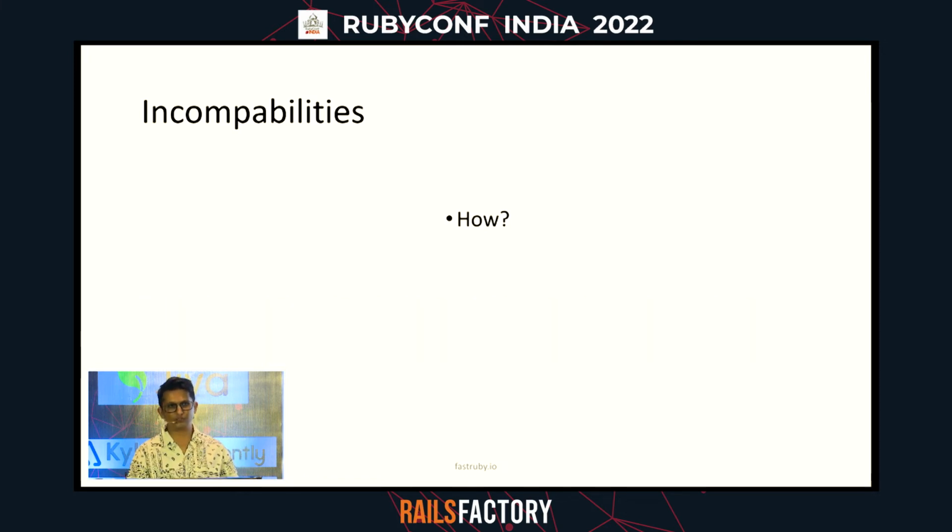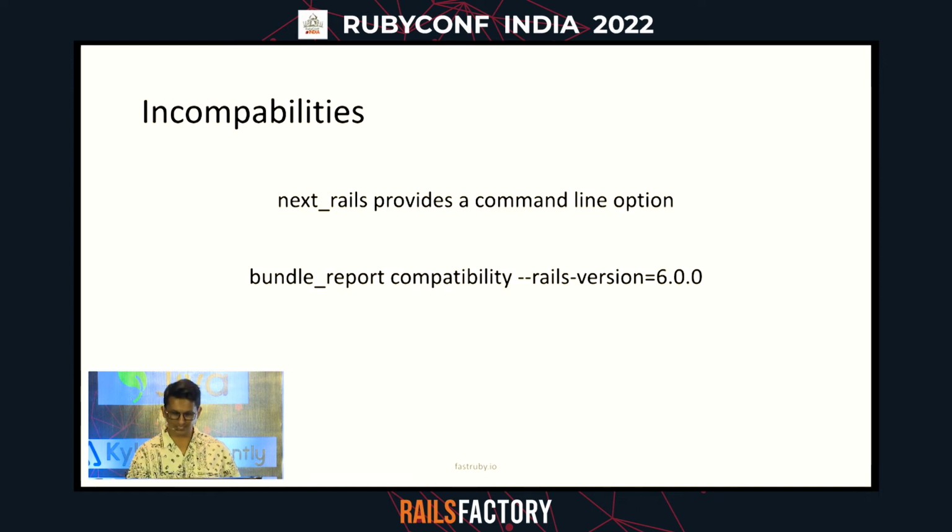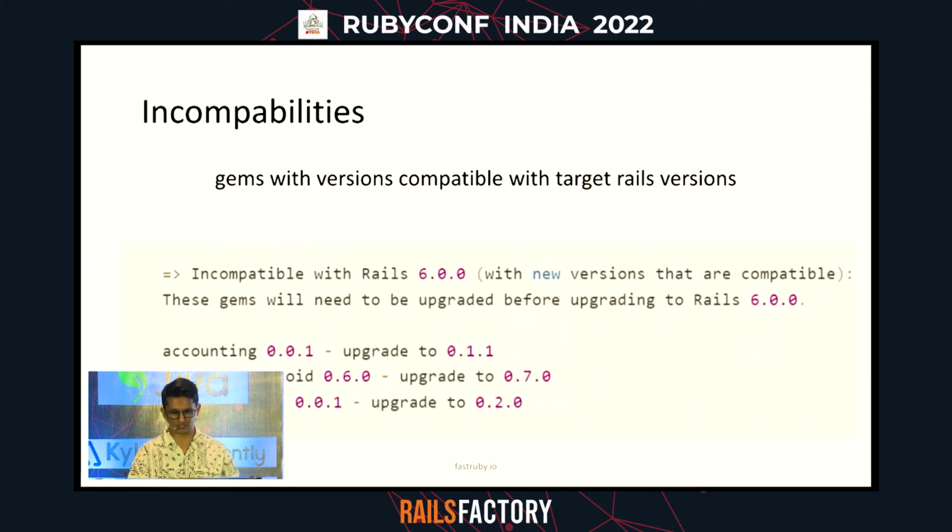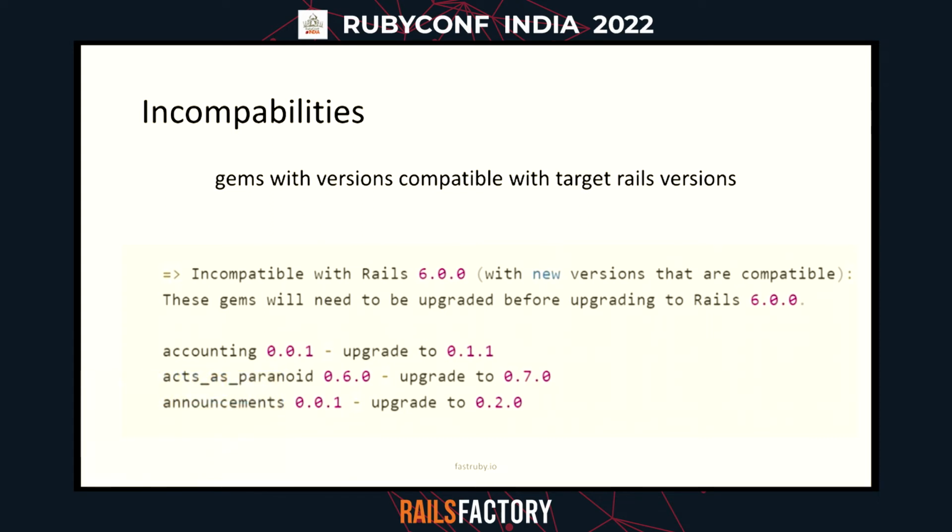So Next Rails provides you that ability. It gives you a simple command, bundle report compatibility, and you pass in your target Rails version. And it gives you a beautiful output. Let's look at the output. The first output shows all the gems with versions which are compatible with your target Rails version. So if you look at this snippet, it says accounting gem 0.0.1 can be upgraded to 0.1.1, which will make it compatible with Rails 6.0. So it's as simple as finding this set of gems, changing the Gemfile and moving on.